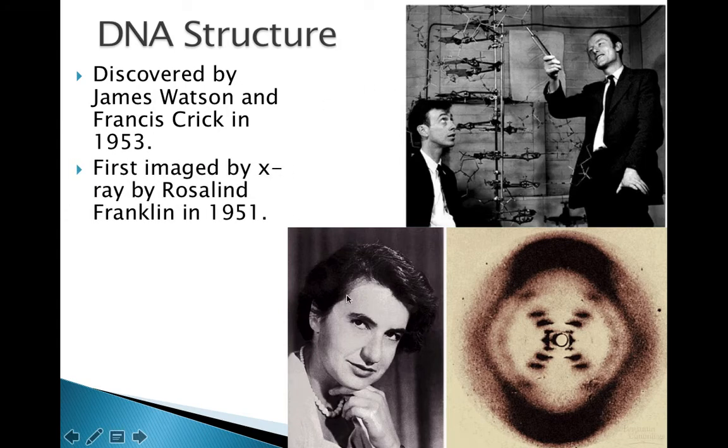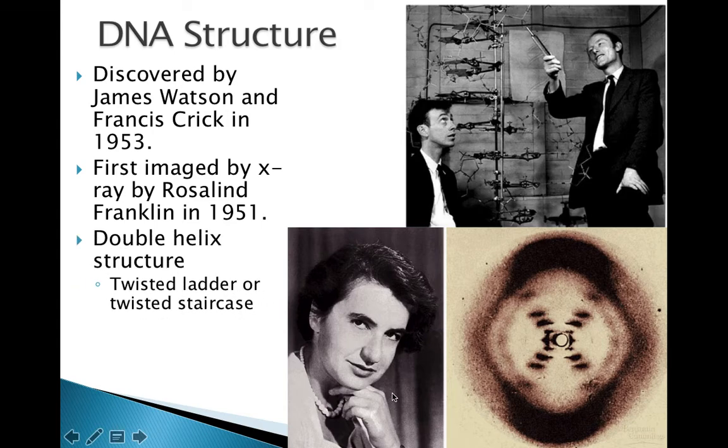They could not have done it without the help of this woman, whose name is Rosalind Franklin. She took X-ray images of the DNA to prove that their model was correct. So even though they get all the credit, they could not have done their work without the contributions of the scientist Rosalind Franklin. Like I said, they came up with that design of the double helix structure. So they discovered that DNA is actually two strands twisted together into a twisted ladder or staircase.